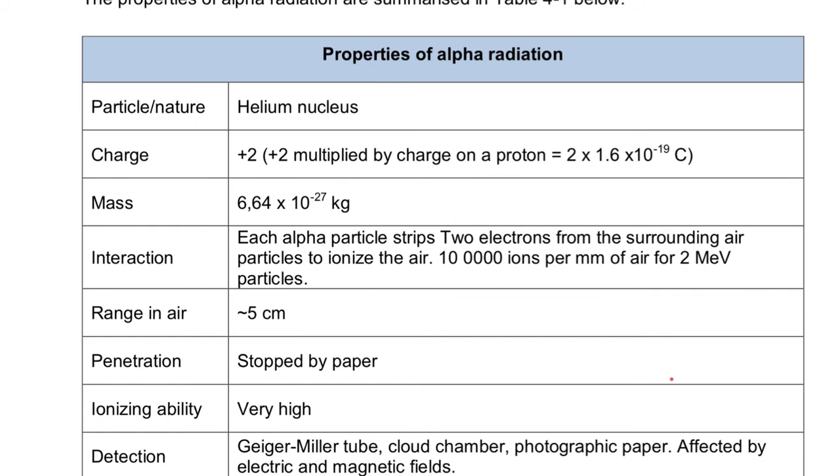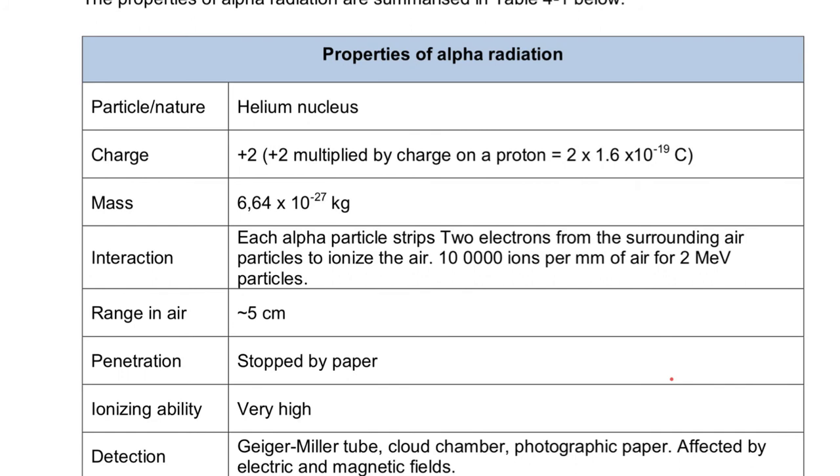And so this is how alpha particles are detected, for instance, in bubble chambers and in ionization chambers, because as they move through the medium, they strip the electrons of the medium's atoms, and this can be picked up, for instance, in a bubble chamber. The range is approximately 5 centimeters. As for penetration, it's not highly energetic, so it can actually be stopped. Alpha particles can be stopped by a piece of paper.